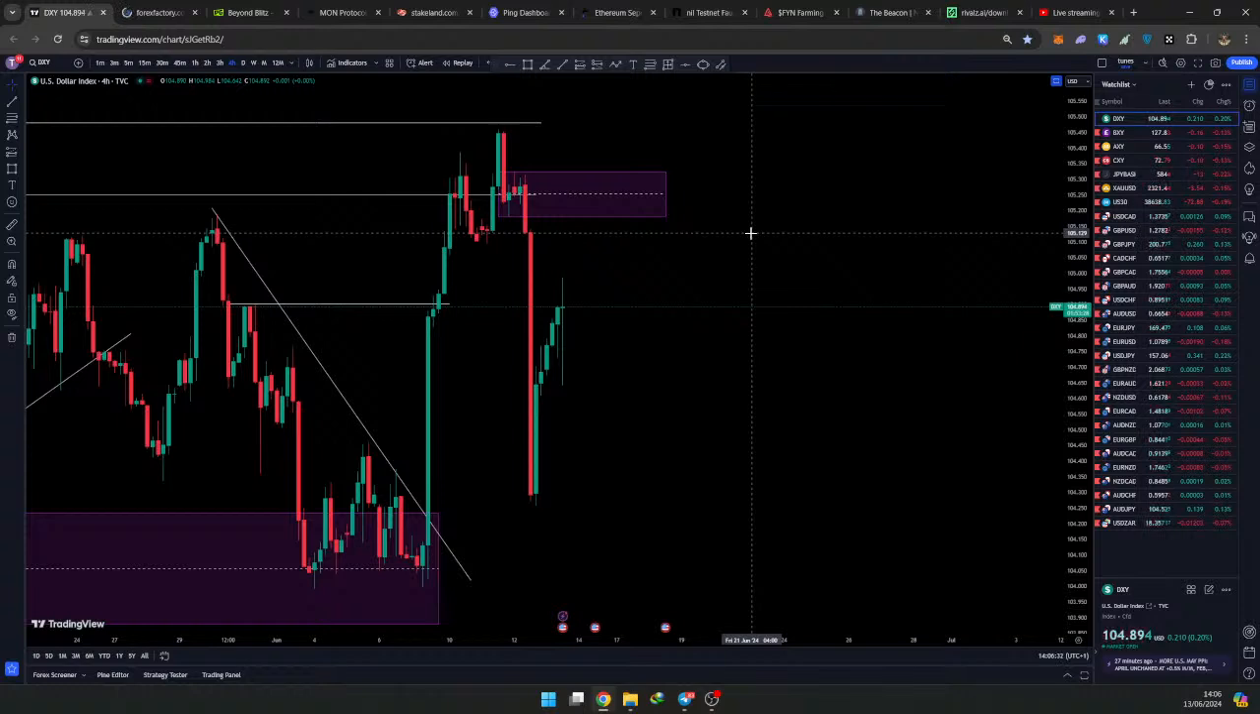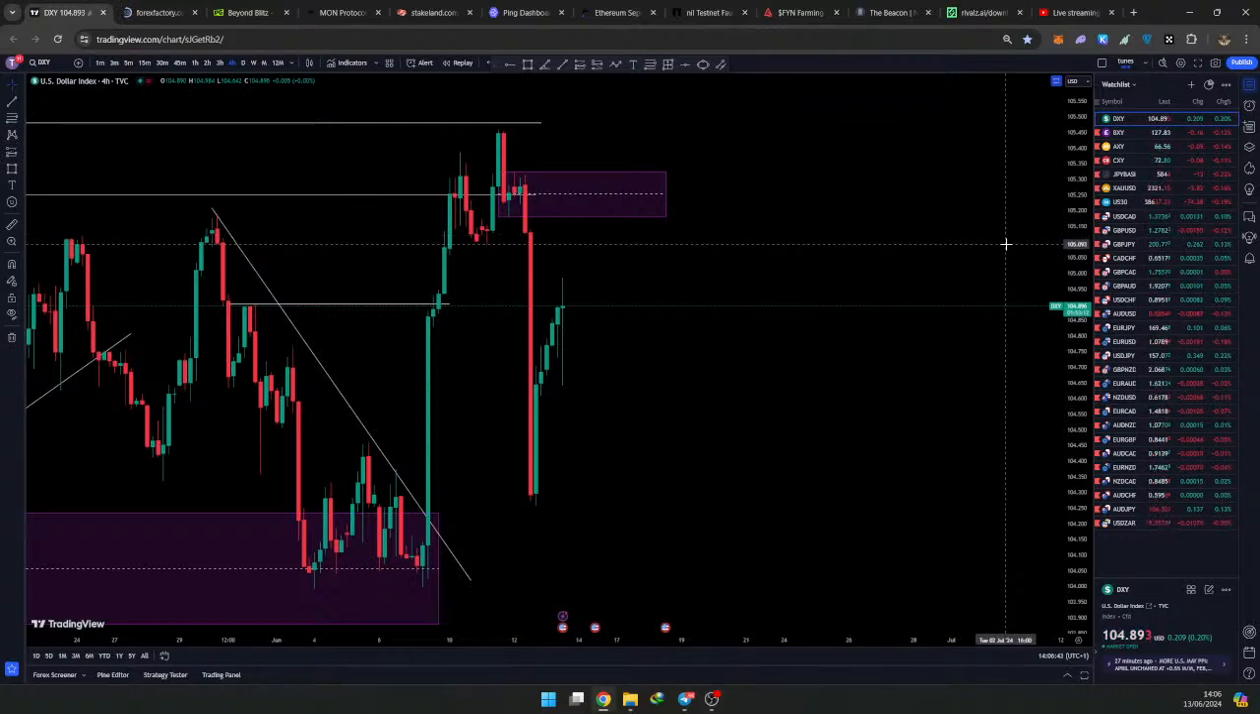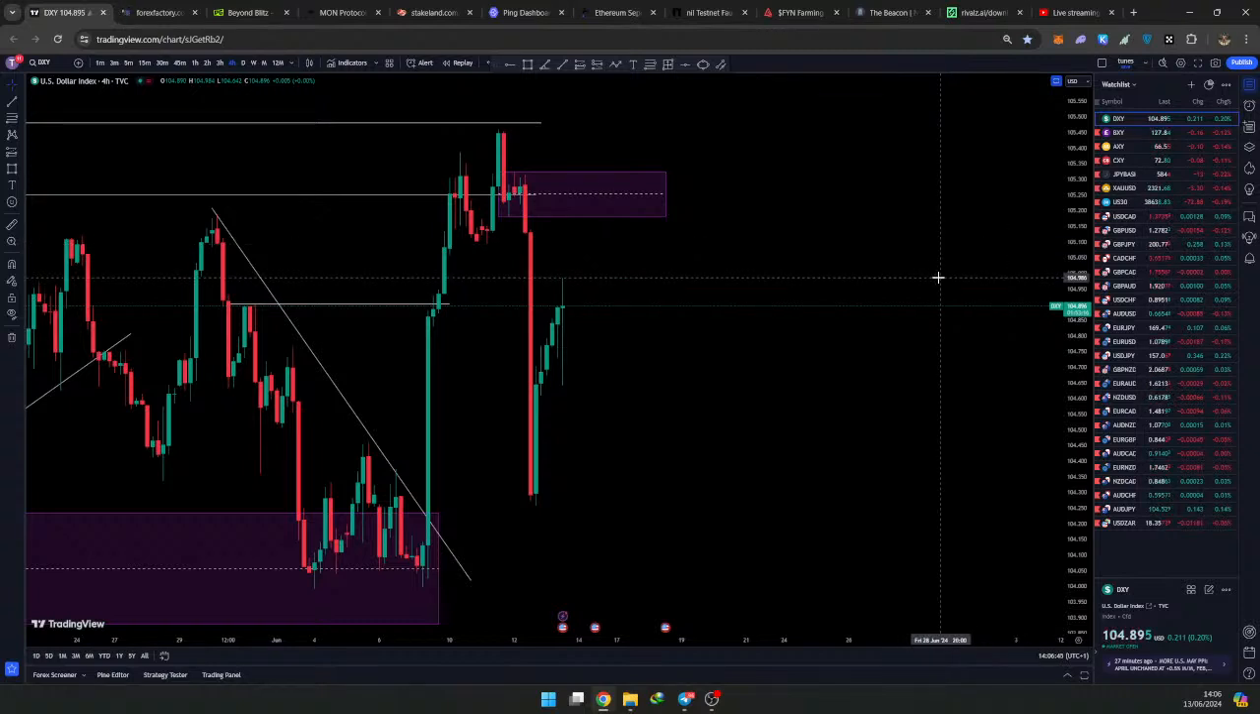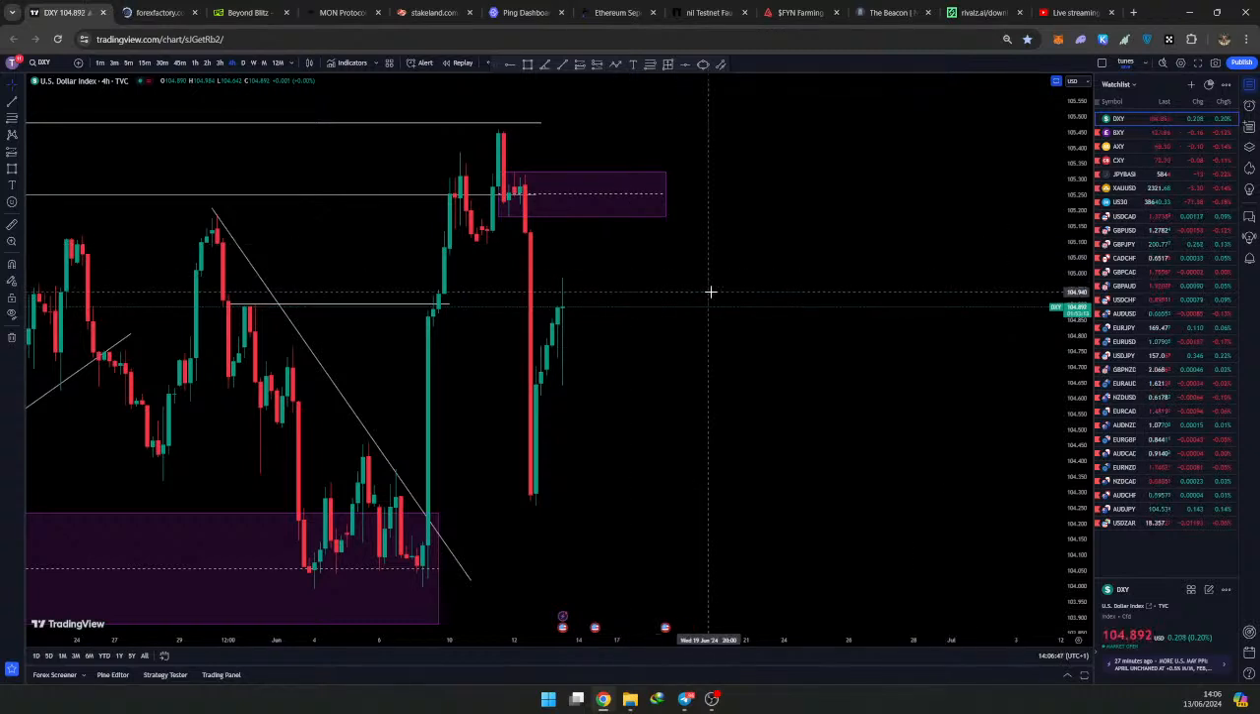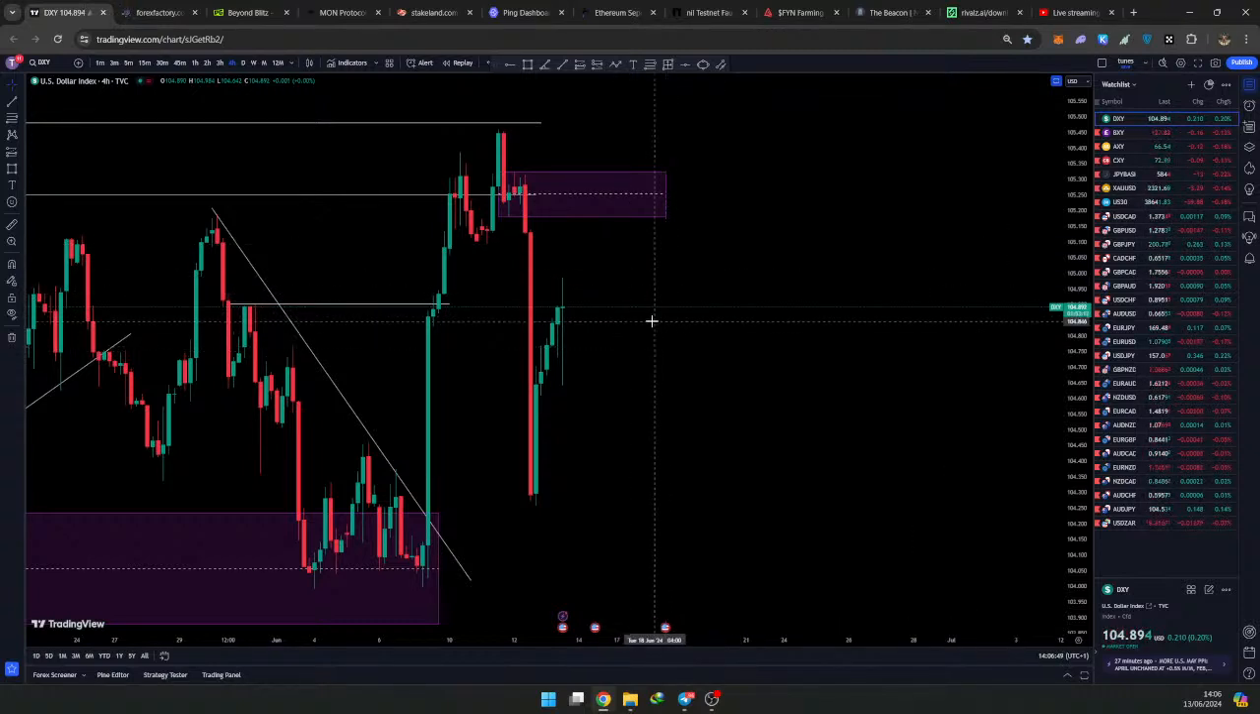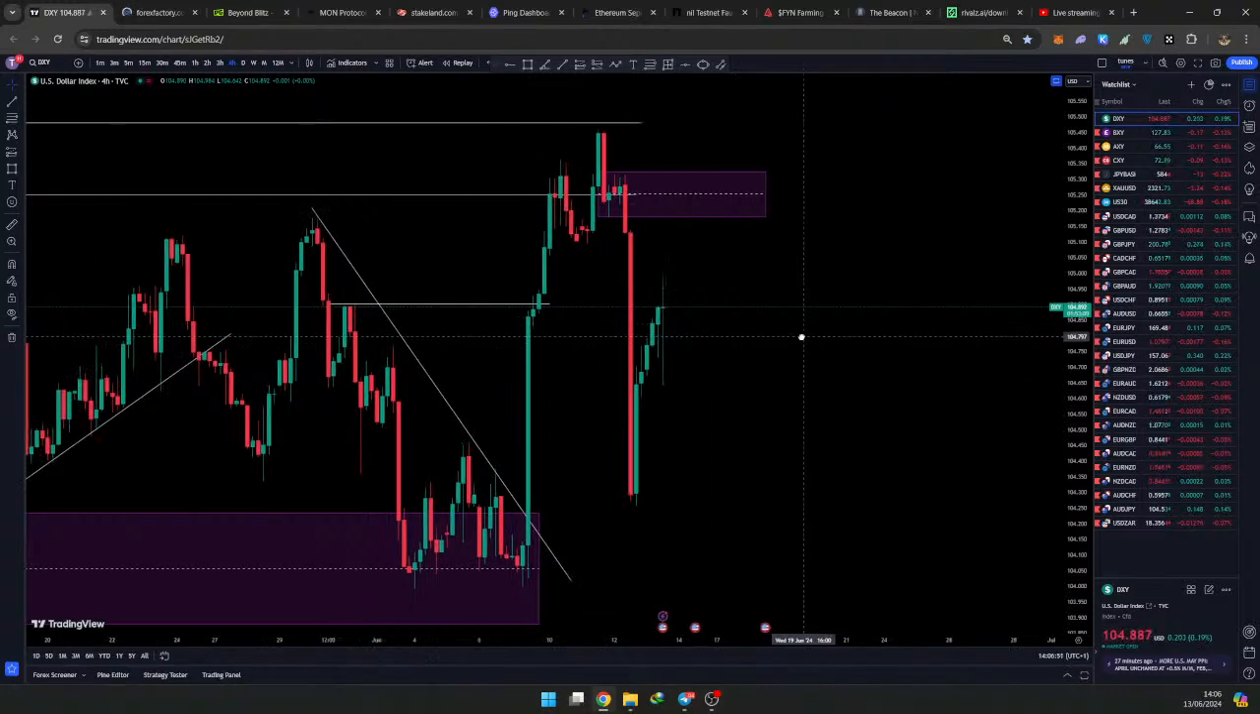All right, so first off, let's look at DXY. The majority of the pairs I'll be talking about during the course of the live stream would be dollar pairs, or rather currencies against the dollar. So let's look at DXY quickly and see what exactly we are expecting.